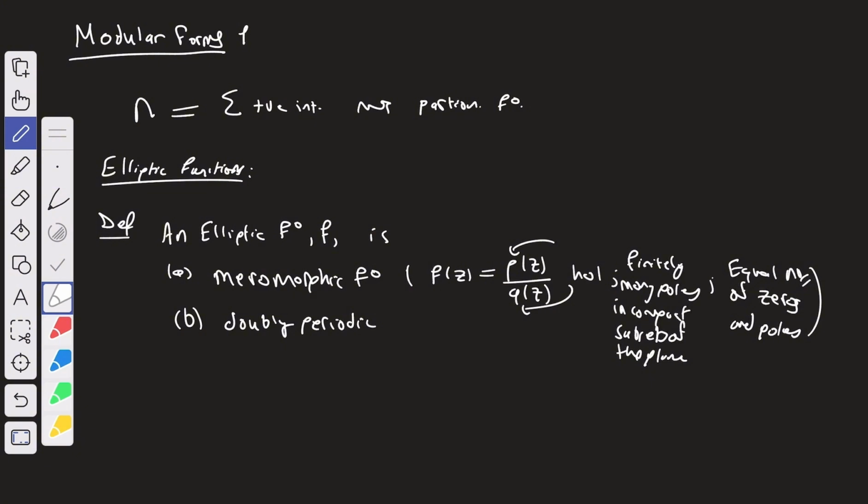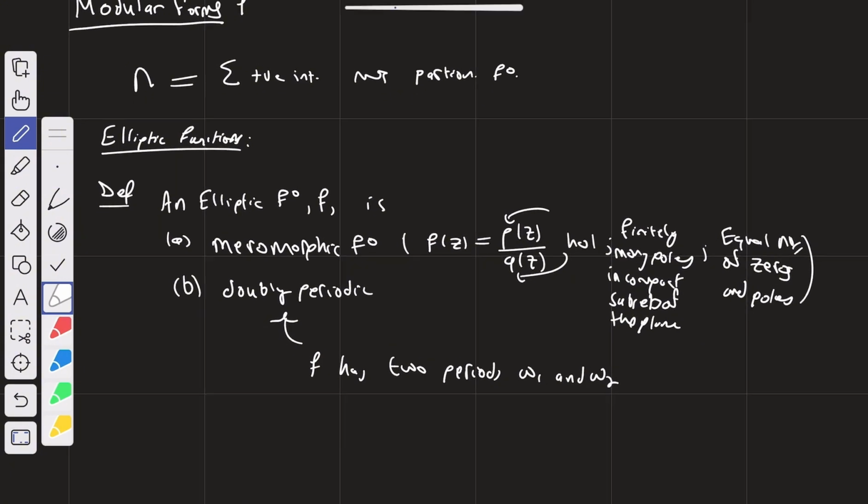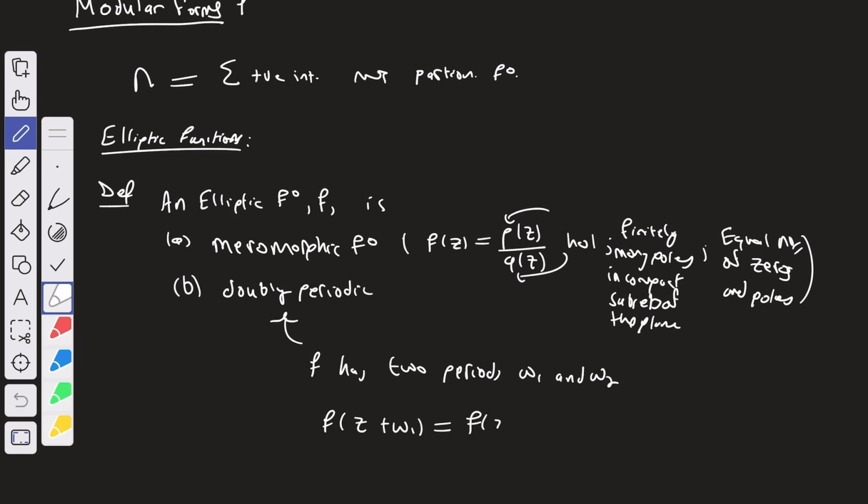A doubly periodic function is a function f that has two periods, omega 1 and omega 2, and by that I mean, if you look at f of z plus omega 1, this should be equal to f of z, and the same if you look at f of z plus omega 2.